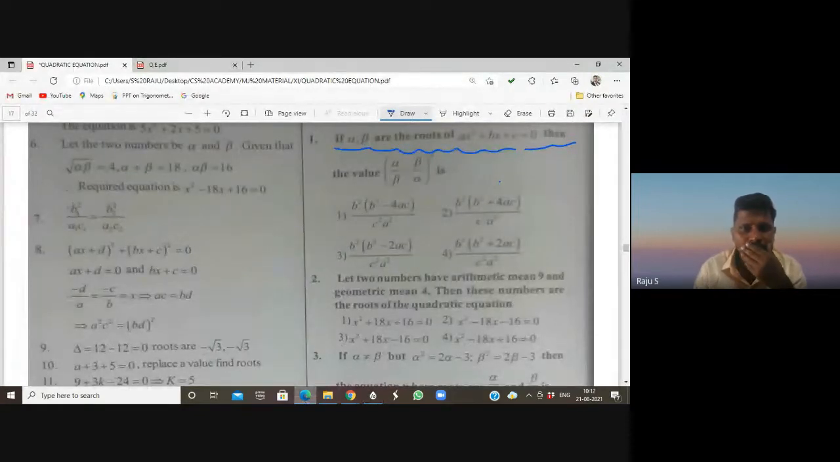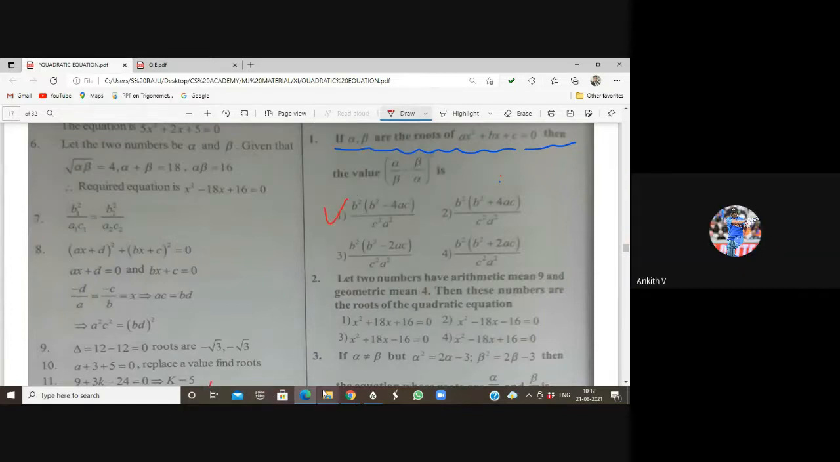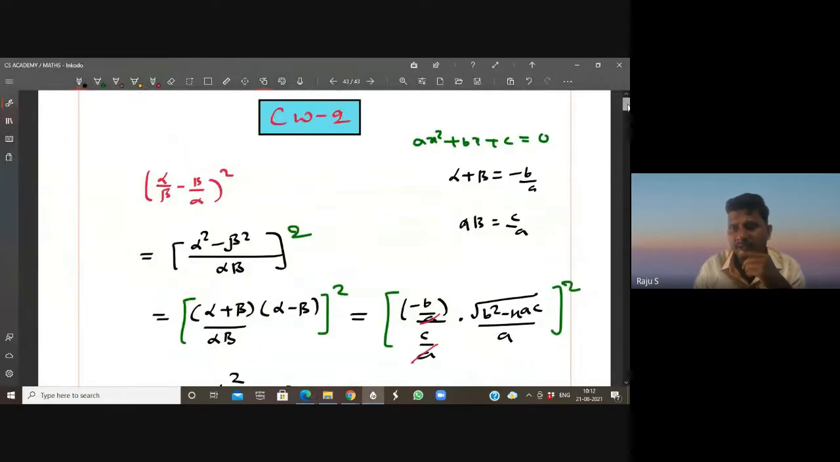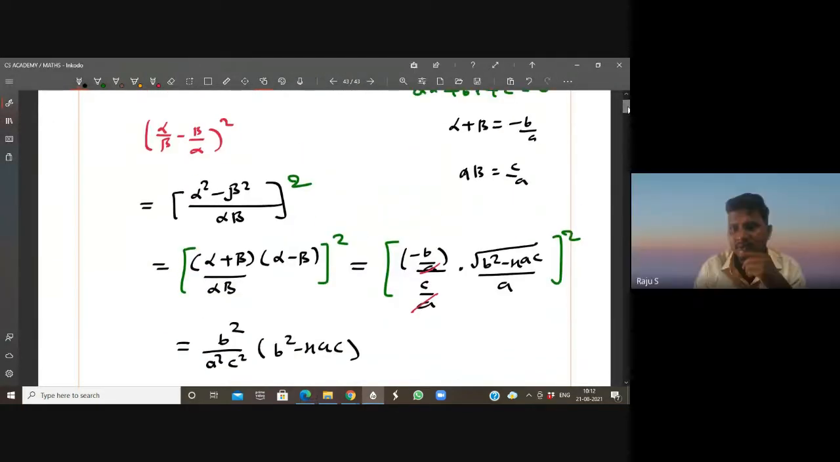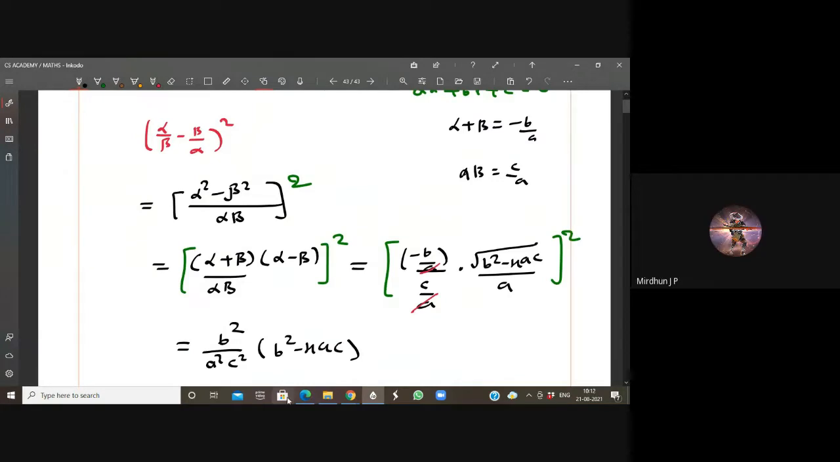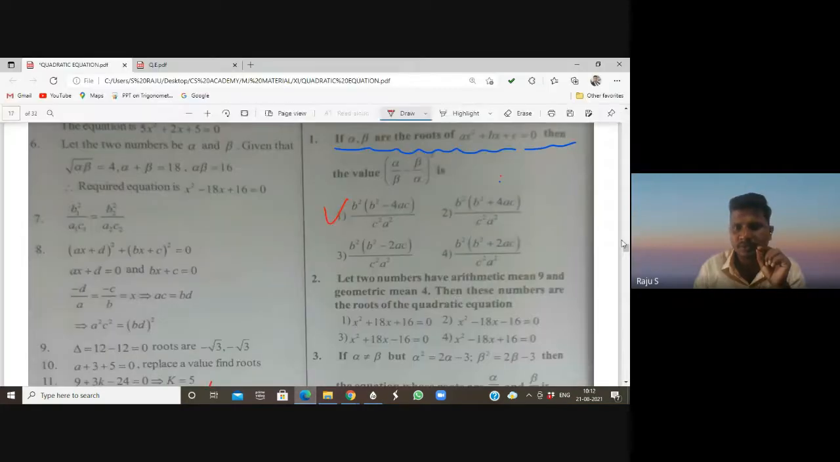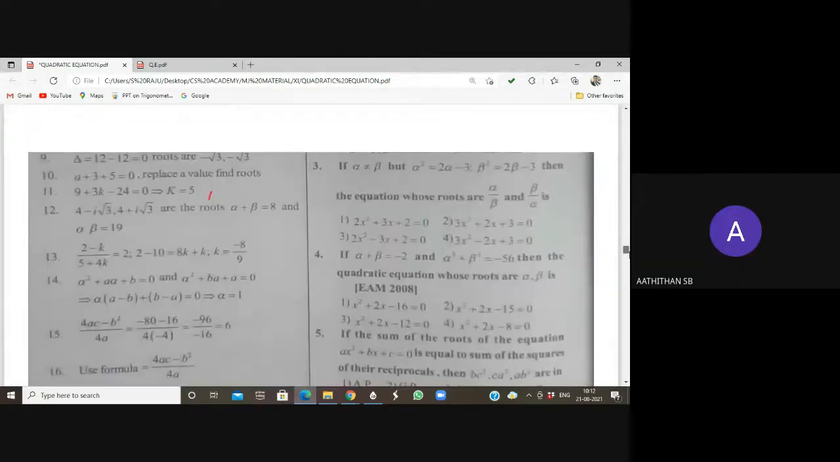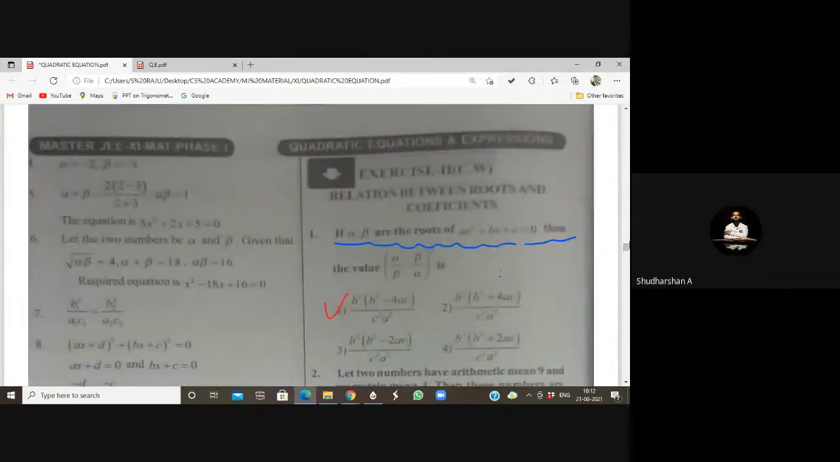Which is the correct option for the first question? First option. Anyone having any doubts, students? Sir, what is the page number? I don't know. 198, I think. Sir, can you show the workouts?